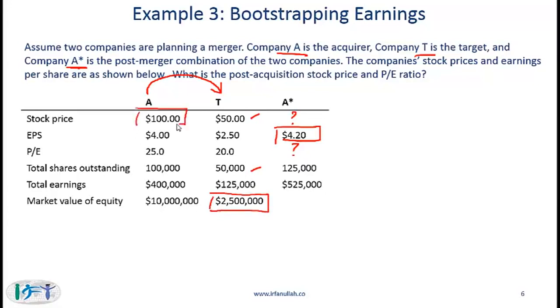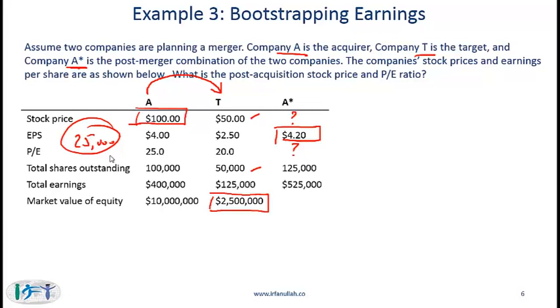Given a stock price of 100, how many shares does company A need to issue in order to generate 2.5 million? The answer is it needs to issue 25,000 more shares. So that is 2.5 million divided by 100, which is 25,000.